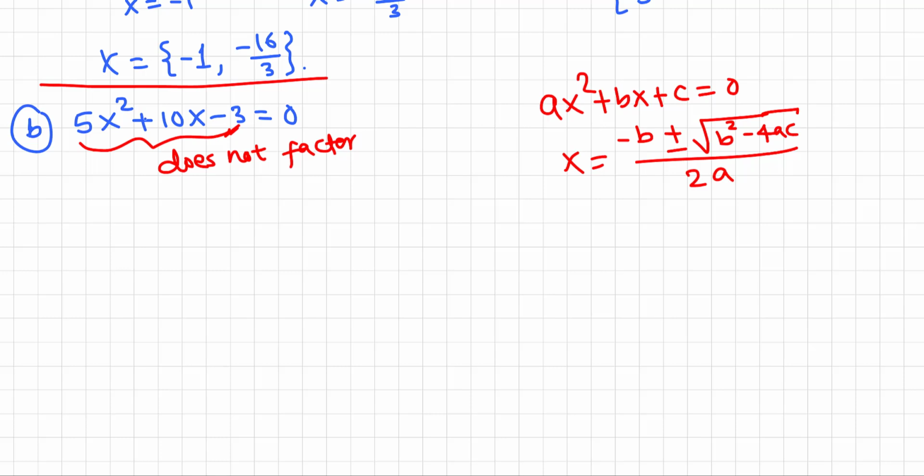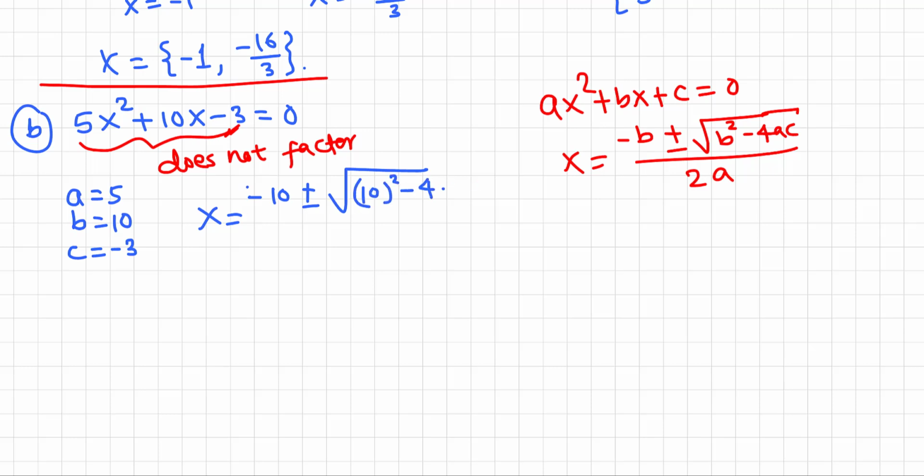So in this particular case, to apply the quadratic formula, a is 5, b is 10, and c is negative 3. Even if it factors, by the way, we can always use the quadratic formula. I mean, that gives us a nice answer. Then x equals negative b, which is negative 10, plus or minus square root of b squared, 10 squared, minus 4 times a, which is 5, times c, which is negative 3, all over 2a, a is 5.